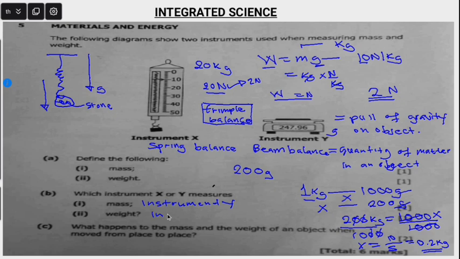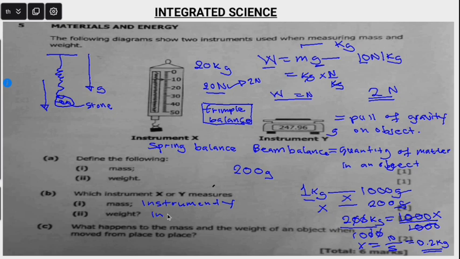Now the second one is saying what happens to the mass and the weight of an object when moved from place to place. For example, you are having 20 kg on Earth and then you go to the moon. What is going to happen to the mass? Is it going to change or remain the same? What is going to happen to the weight? Is it going to change or remain the same?